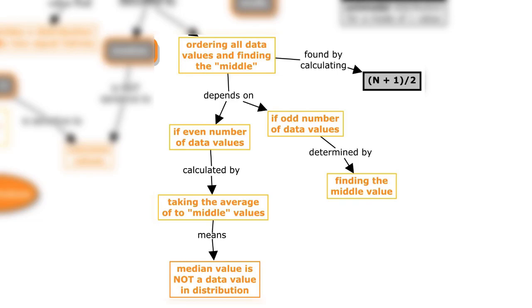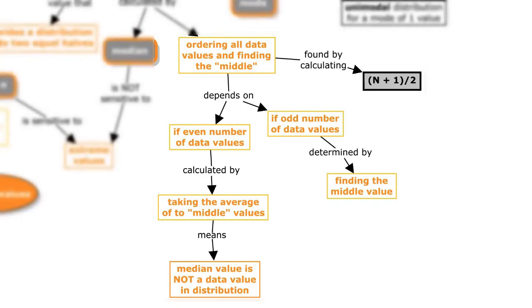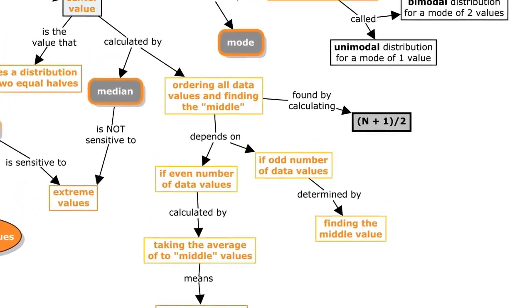If there are an even number of data values in your distribution, you'll find the two middle values in your distribution, once they've been ordered, of course, and then you'll take the average of those two middle values. If you happen to have an odd number of data values, it's just a matter of finding the middle number in that distribution. And that is your median.